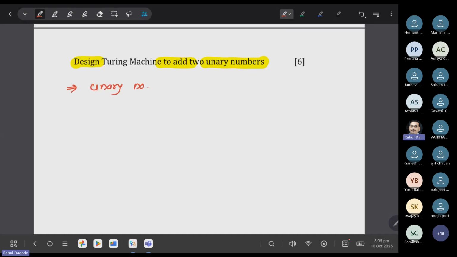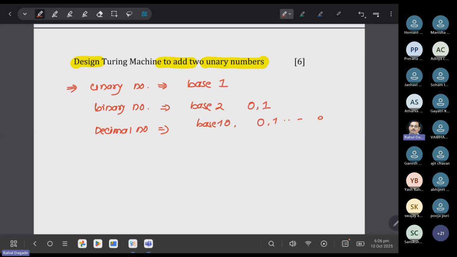A unary number means it is base 1. Just like we have a binary number in which we have base 2, so base 2 means that there are two digits possible, that are 0 and 1. Just like we have a decimal number, which is base 10, and 10 digits are possible, that is 0 till 9. So in a unary number, we have only one single digit and that single digit is 1. So now what we have to do is add two unary numbers.